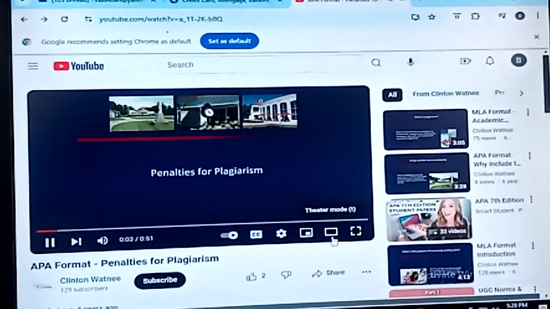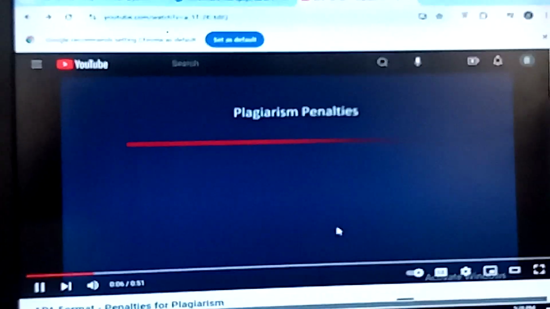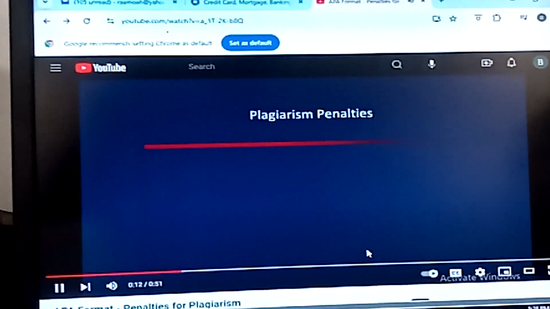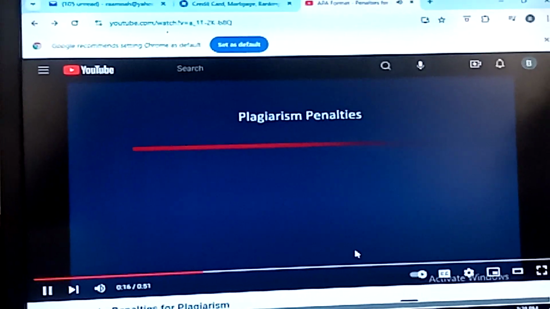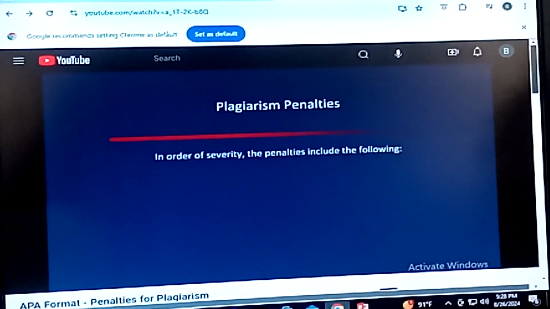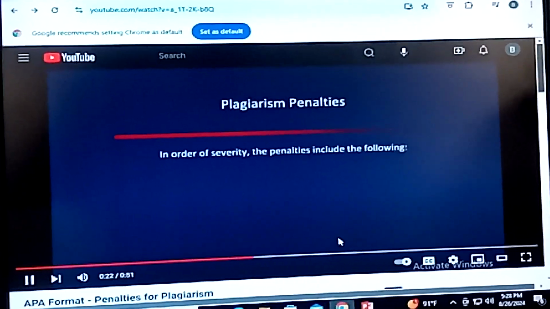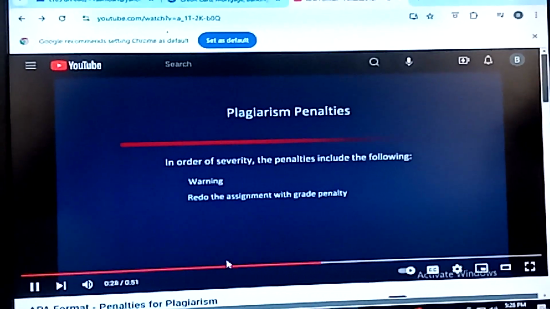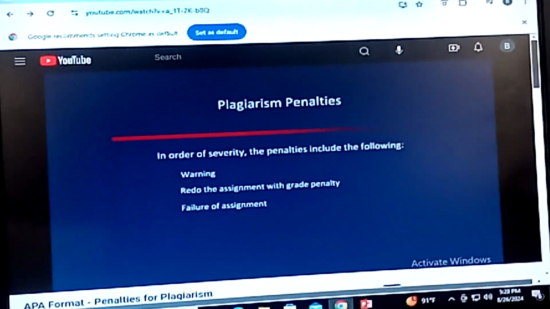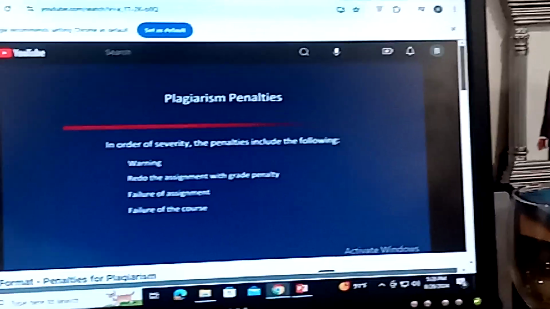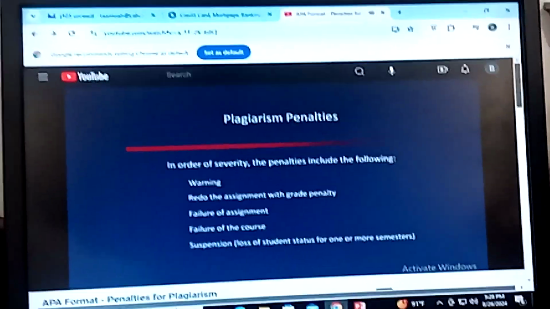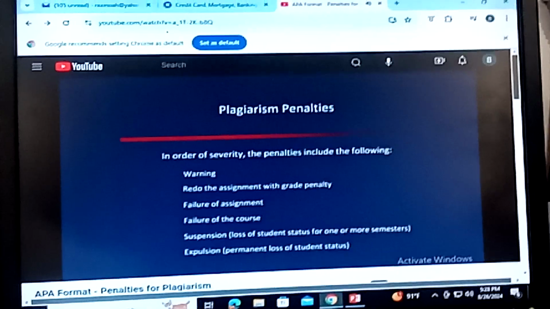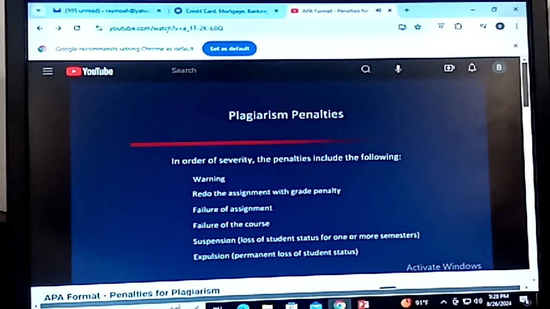Now, let's discuss the penalties for plagiarism. Penalties for plagiarism vary, depending on the nature of the offense. The more serious the offense, the more severe the penalty. In order of severity, the penalties cover the following range. A warning is a formal reprimand. Redo the assignment with grade penalty. Failure of the assignment. Failure of the course. Suspension is the loss of student status for one or more semesters. And expulsion, the permanent loss of student status.